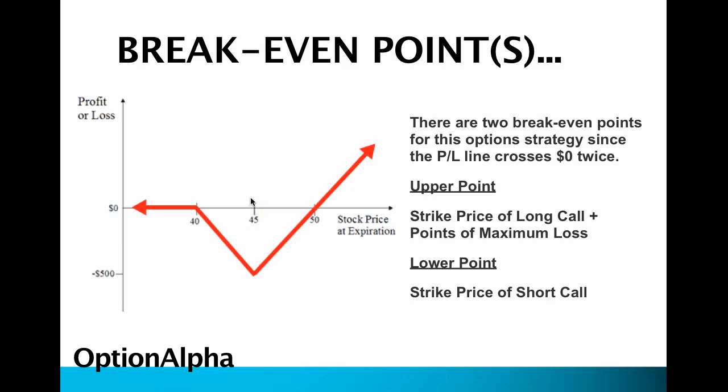That's the point at which we need the stock to move for us to start to make money at expiration. Again, if the stock is trading at 45 when we enter this, we need it to move at least $5 just to break even. Now the lower break-even point is going to be the strike price of the short call. You can see we sold a call at 40. If the stock moves down to 40, then we'll make no money on this trade, but we also won't lose any money as well.